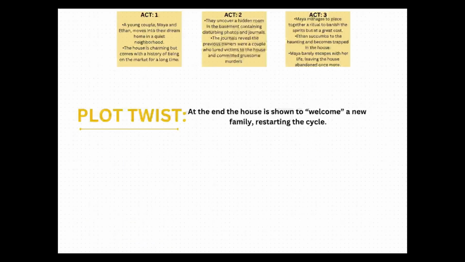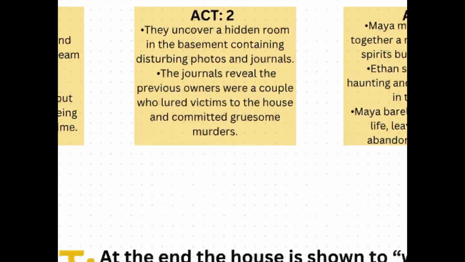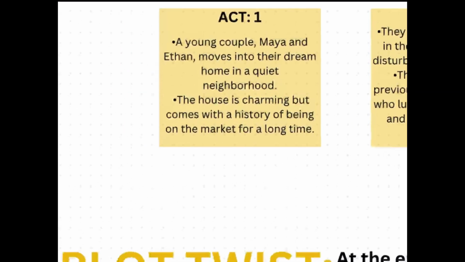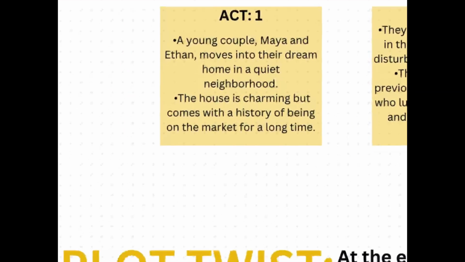You can take all of the information from the pyramid and apply it to the 3 acts. In Act 1, you can introduce the couple, Maya and Ethan. They move into their dream home in a quiet neighborhood. The house is beautiful. It's their dream home, but it comes with the history of being on the market for a long time. As you see, I'm adding more details as I go along. This is all helping to build the story or create a more solid plot.